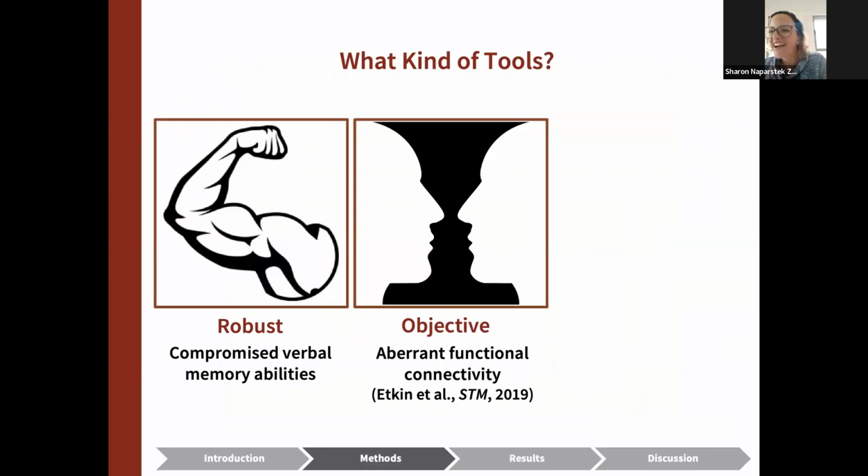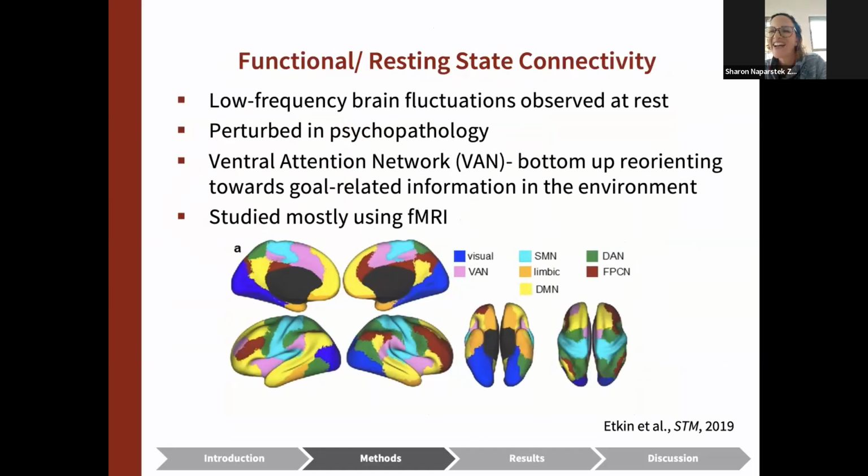So I've convinced you that we need to use a robust tool, that cognitive abilities are a good candidate, and that memory is the winning one. The next type of tool that we wanted to use are objective measures, and now you can move into the next slide. I'll say a word about resting state connectivity. So dating back early to Karl Friston's work, these are these low frequency brain fluctuations that we observe in the brain of a person who is not engaged in a task.